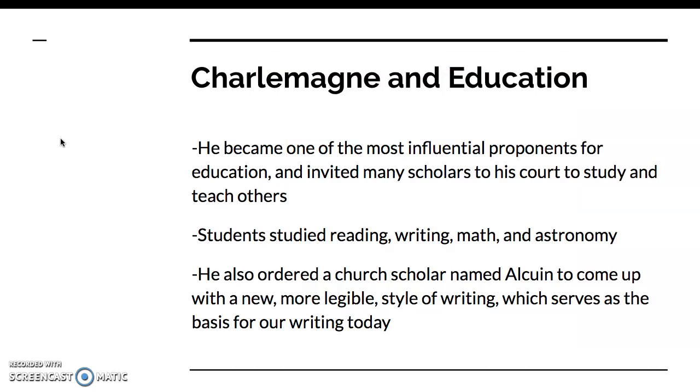Charlemagne and education. He became one of the most influential proponents for education and invited many scholars to his court to study and teach others. Students who studied would learn about reading, writing, math, astronomy. And he also ordered a church scholar named Alcuin to come up with a new, more legible style of writing, which serves as a basis for our writing in English today.